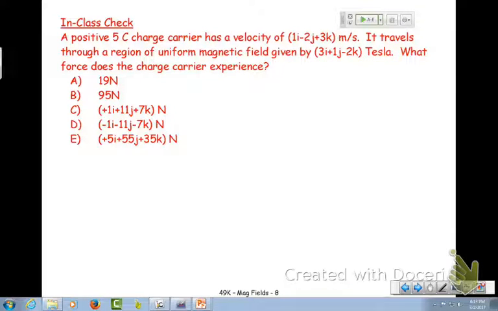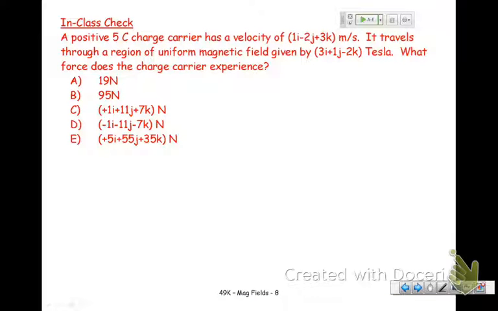What I do is, first of all, I visualize. So a 5 coulomb charge carrier has a velocity of that. So here's my velocity, and I'm going to go 1I minus 2J plus 3K meters per second. Region of uniform magnetic field. I just need to draw one of them, so let's just do my B. And this is going to be 3I plus 1J minus 2K Tesla. And then here's my particle, and that's plus 5.